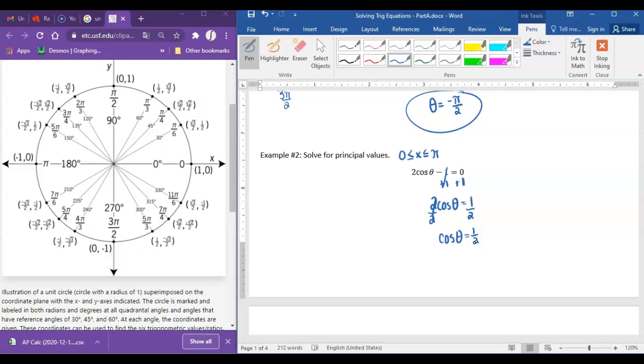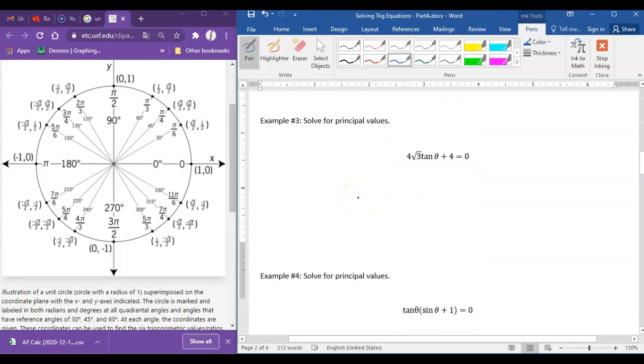So whenever I look at these, cosine equals 1/2. Cosine's our x-coordinate, right here at pi over 3. And that's the only place on this section of the unit circle. You'll notice that cosine also equals 1/2 right here at 5 pi over 3. But that is not a principal value because we're only looking from 0 to pi. So our answer here would be that theta equals pi over 3.